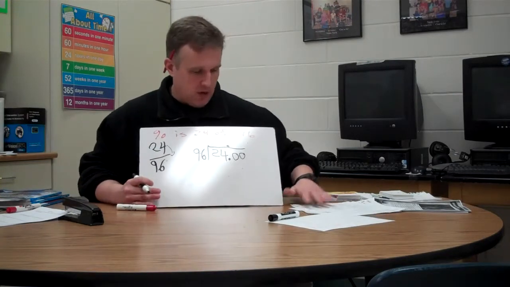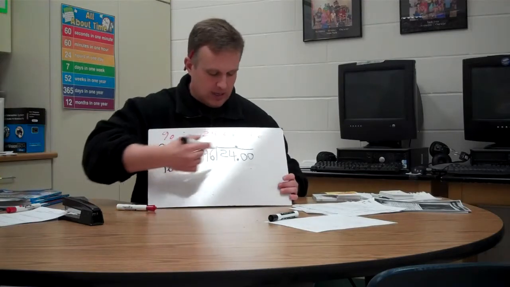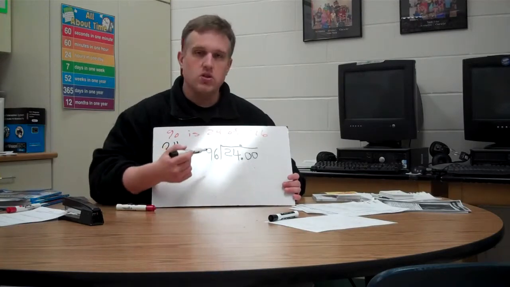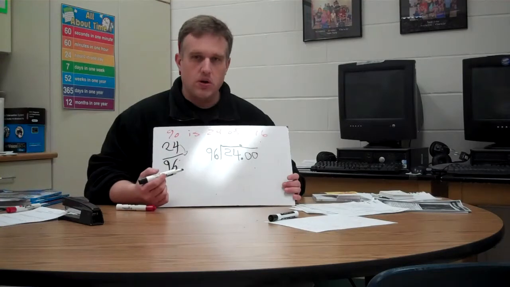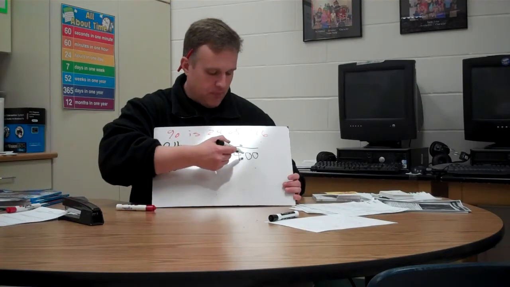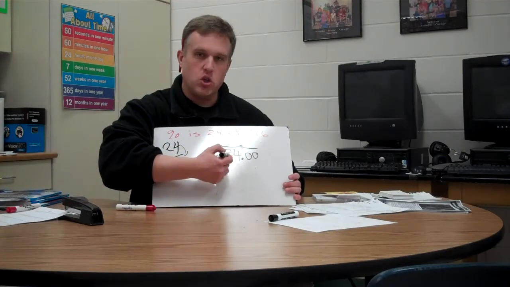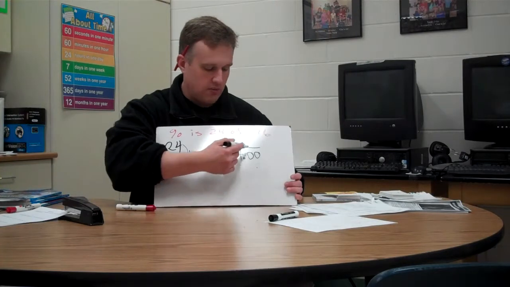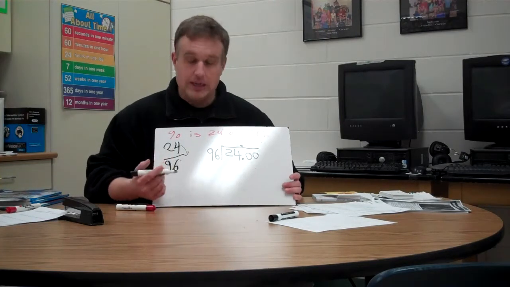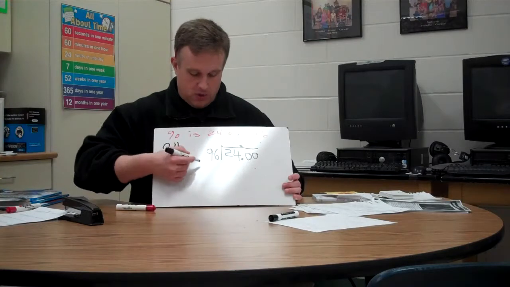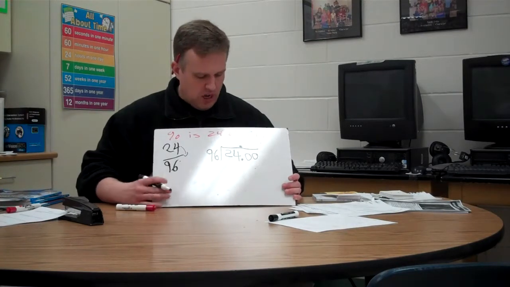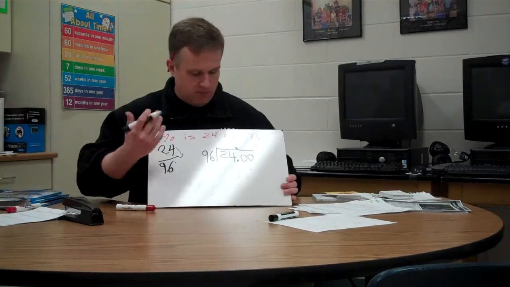Okay? So the first thing I'm going to ask myself is, how many times can 96 go into, I know it can't go into 2. I know 96 can't go into 24. Okay? But 96 can go into 240. Okay? So that's my first step. So what I need to do is just guess and check using my multiplication. So I will start with 2.